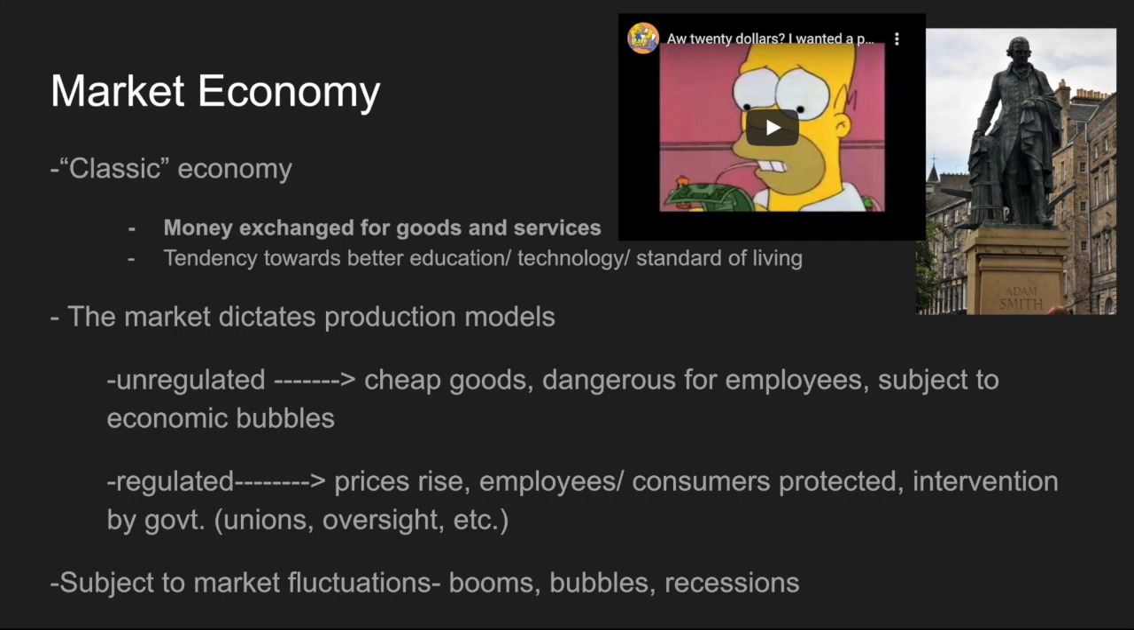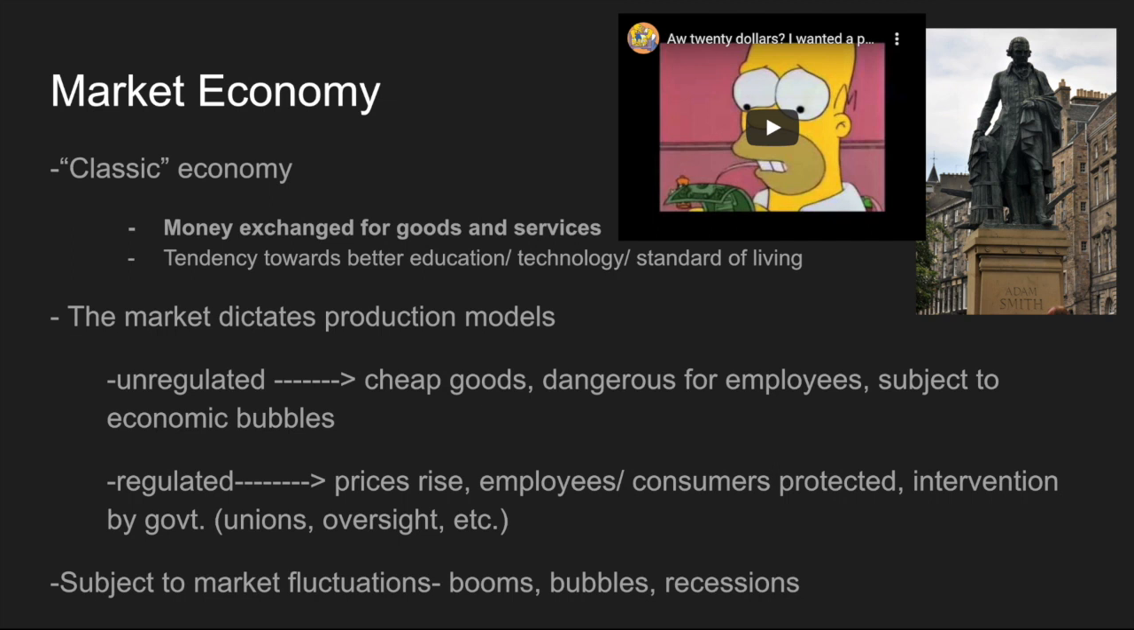The market economy is a competitive economy, and there's a tendency towards better education, technology, and standard of living as a result. People make more money. They want their kids to do better than they did, have more opportunities, have a better skill set. They want to have newer, shinier things. They want to live in a nicer place. All of that is theoretically doable in a market economy through engaging with the market economy and working your way up.